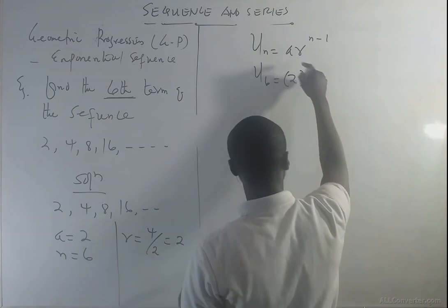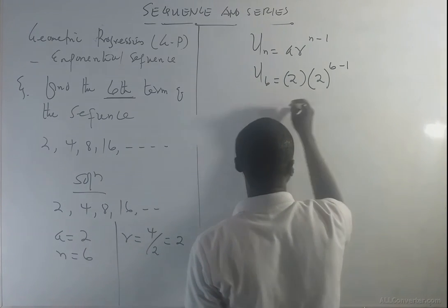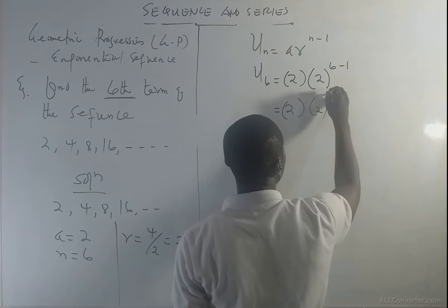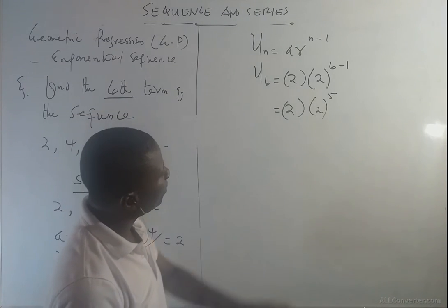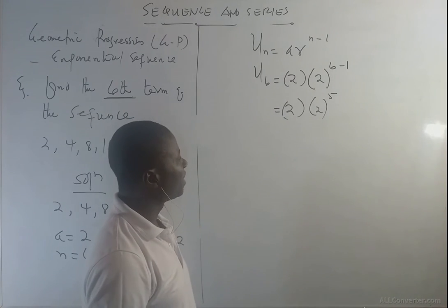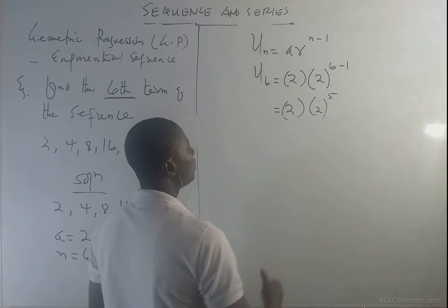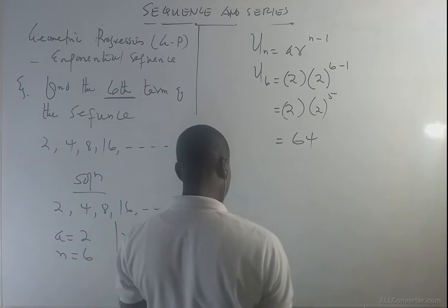R is the common ratio. Common ratio is 2, and n is 6. So 6 minus 1, and we have 2 exponent 5. Don't multiply 2 by 2 before you raise it to power 5. Rather, we have 2 raised to the power 5, and that is 32. So we have 32 times 2, and this will give you 64.